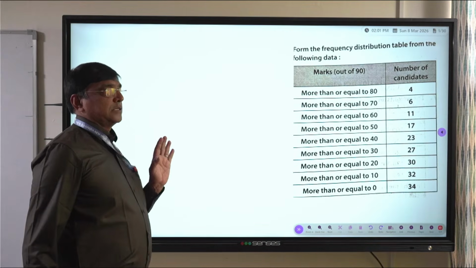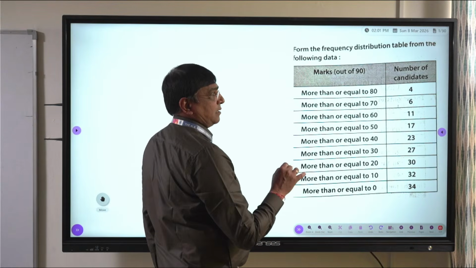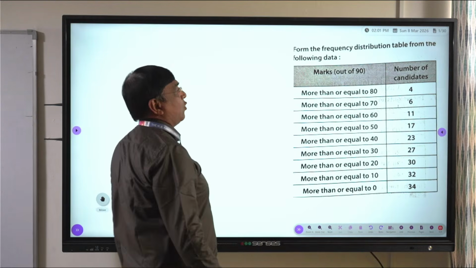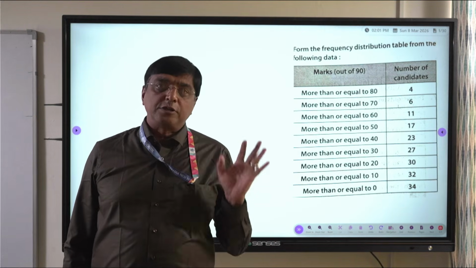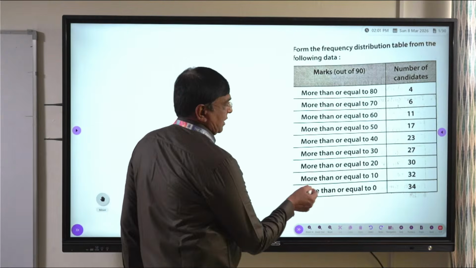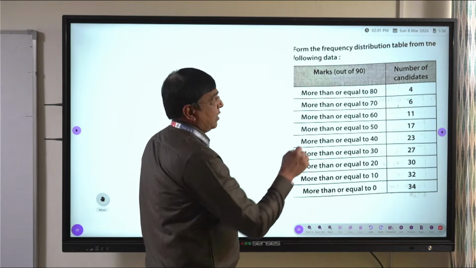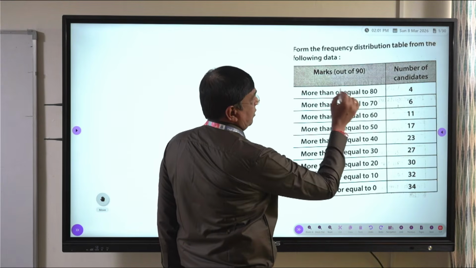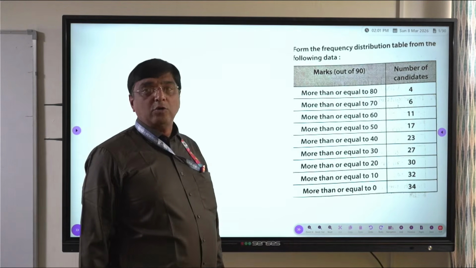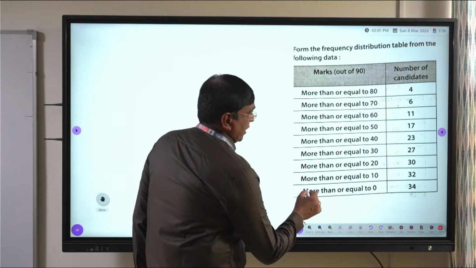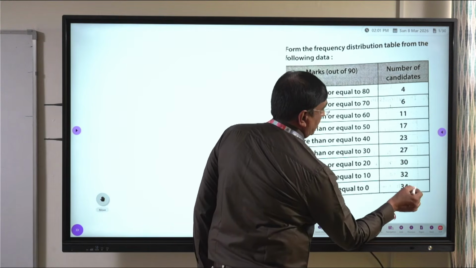So the first step is we have to convert such data into class and frequency, that is, we have to form a general frequency distribution. See the class names. Here the data is given in reverse form. More than or equal to 80, more than or equal to 70 and so on. And the last one is more than or equal to 0. Students with more than or equal to 0 marks: how many? Total 34.